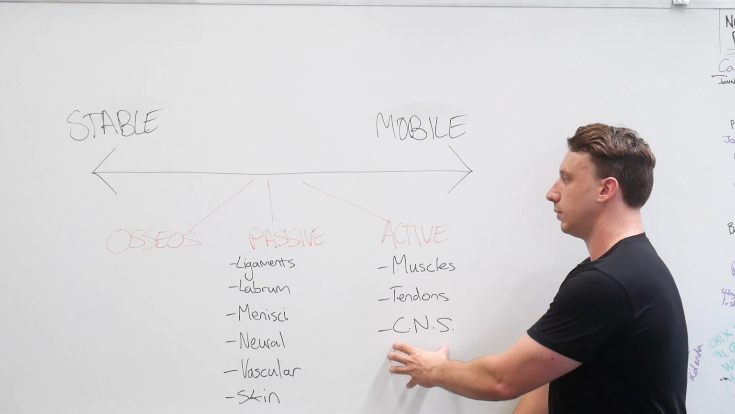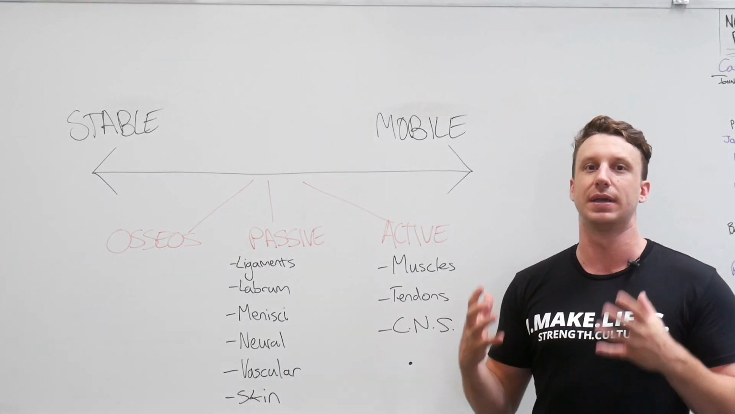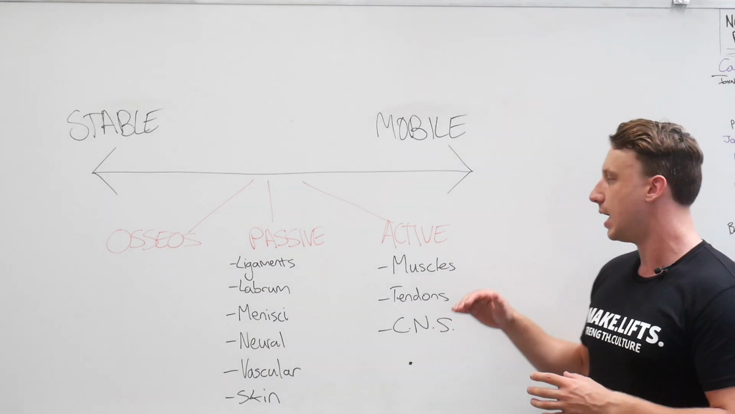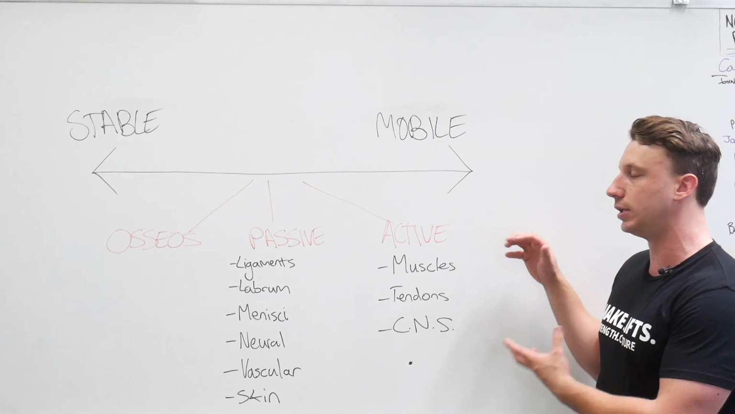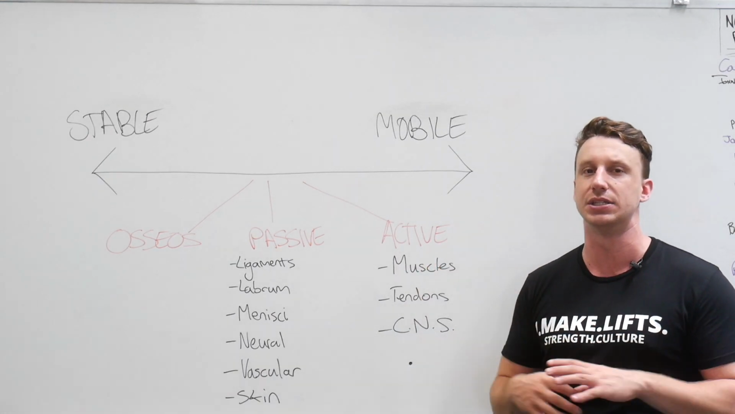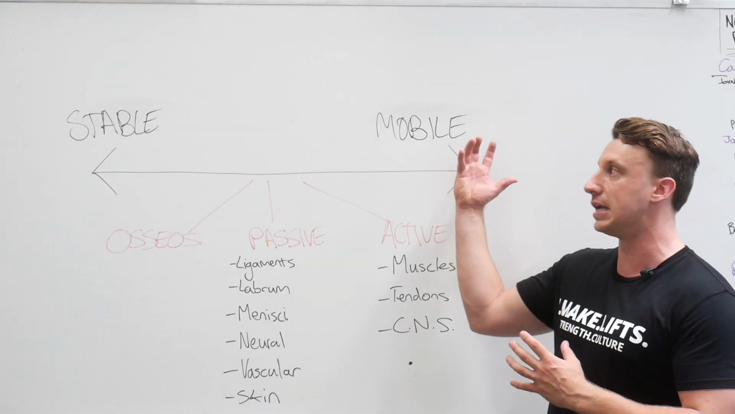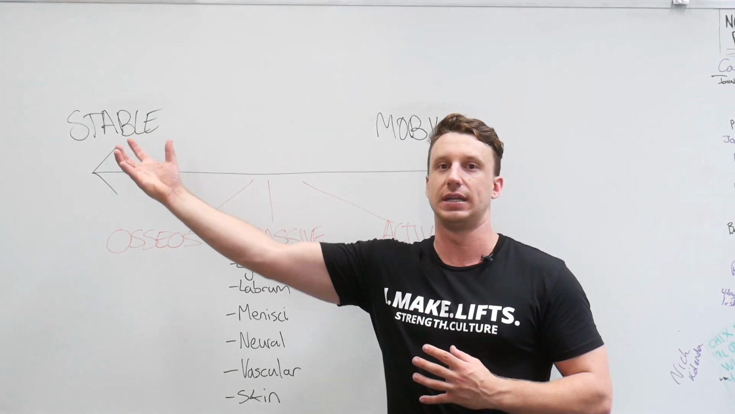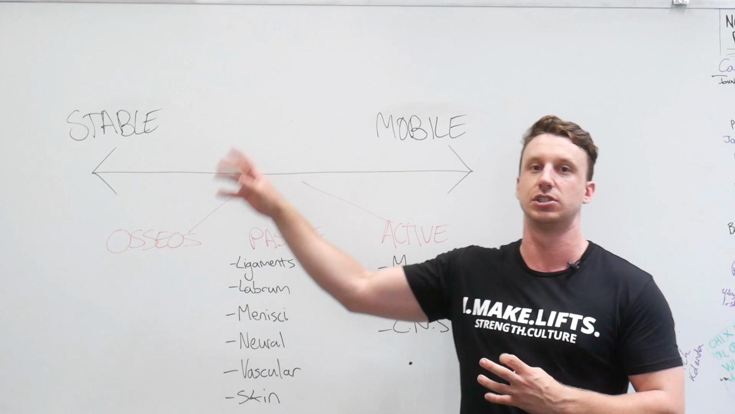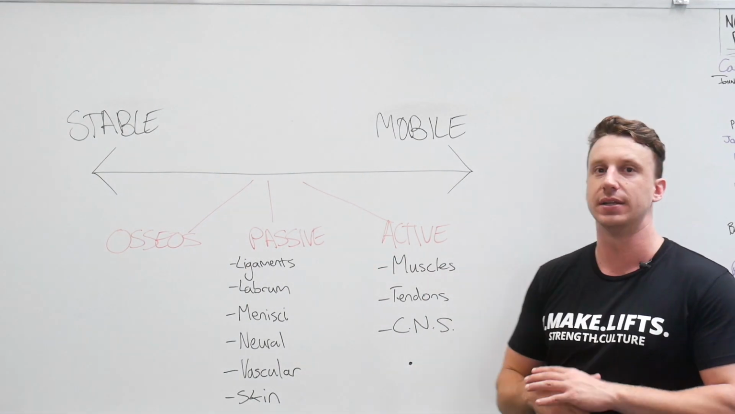The final factor would be active restraints, and this is where us as strength and conditioning coaches have the biggest influence on all of our clients and our athletes and their joints themselves. This is purely dependent on the central nervous system's input into the muscles and the tendons. Obviously, by strengthening muscles over time, we are inherently increasing the stability of the joint. We're moving away from mobility over time, and we're stabilizing the joint through active stability of the muscles and tendons.